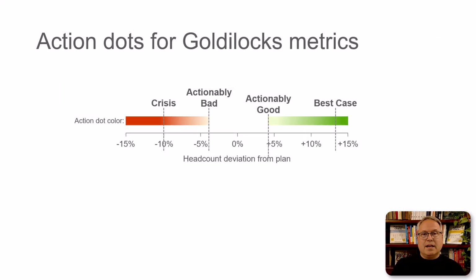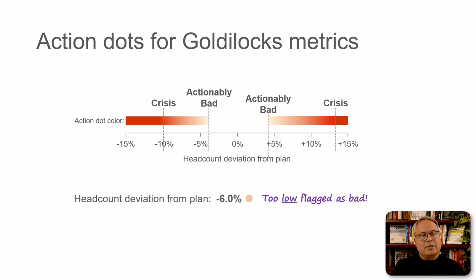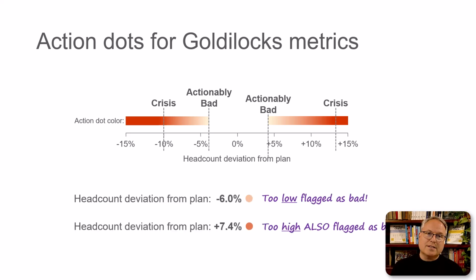With action dots, again, I do need to make a small change. If I have a Goldilocks metric, I need to take my actionably good and switch it to an actionably bad, and my best case, and switch it to a crisis. So now I have 2 actionably bads and 2 crises. And of course, then I need to change the colors as well. And so now if a metric is too low, it's going to get flagged. It's going to turn red. And if it's too high, it's also going to turn red, which is what we want for a metric like this.